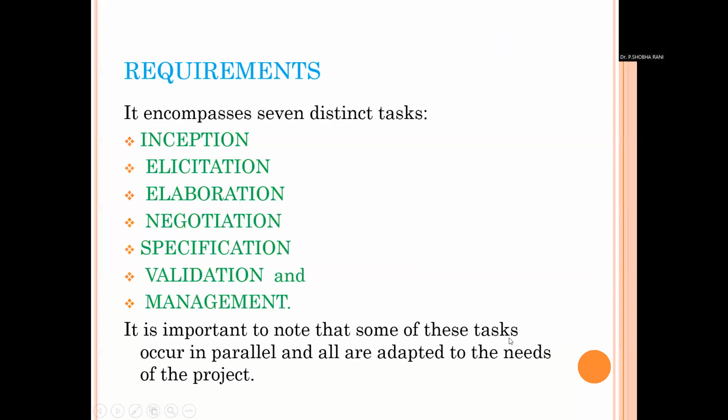We have seven distinct tasks under requirements engineering. The first one is inception, the second is elicitation, the third is elaboration, the fourth is negotiation, the fifth is specification, the sixth is validation, and the final one is management. We'll see one after the other how these tasks are required in requirements engineering to complete a software project.